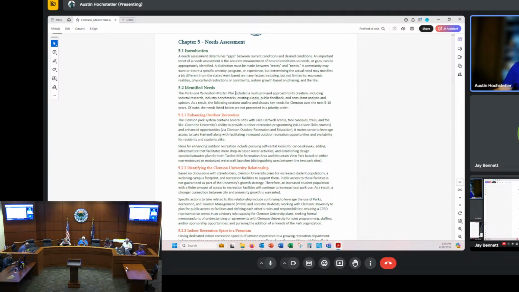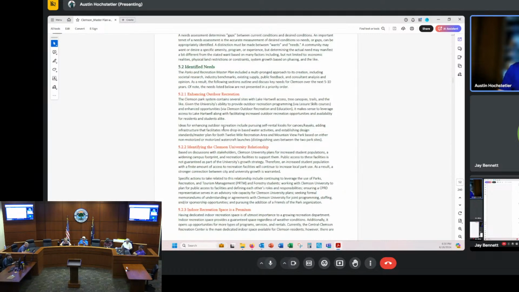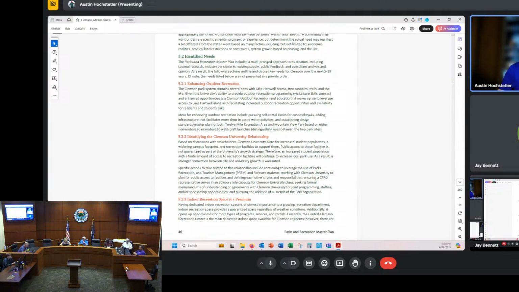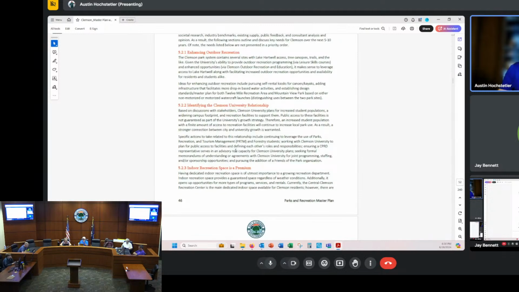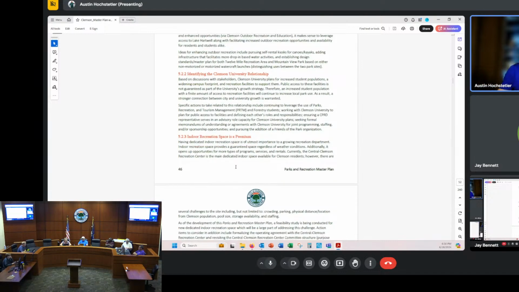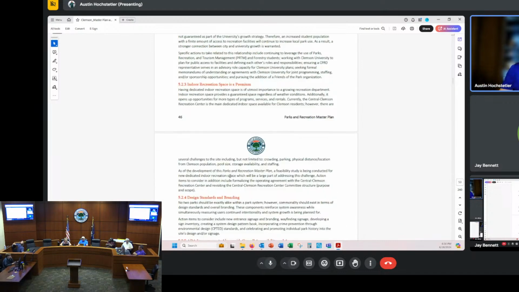So it was enhancing outdoor recreation and how we're going to utilize the outdoor resources, the natural resources of our system, identifying the Clemson University relationship and how we're dealing with public access to facilities and increasing population. Indoor recreation space is at a premium, and we know there's a study going on right now about more indoor recreation space. Well, that's brought through to this.